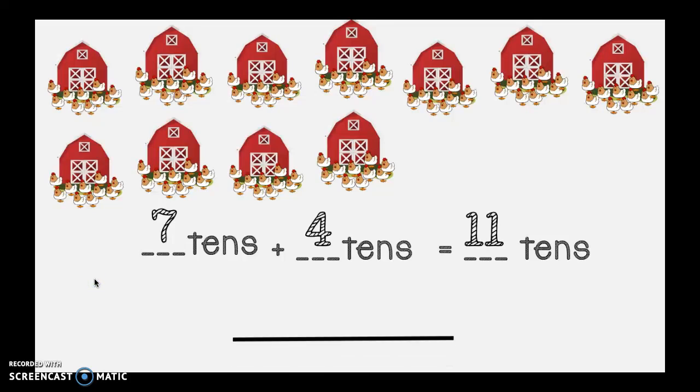All right, tricky part yet. Now I want you to write that the regular way. So start with the 7 tens, work through the 4 tens, and then, ooh, tricky, the 11 tens. Go ahead and write your number sentence the regular way and press play to check yourself.